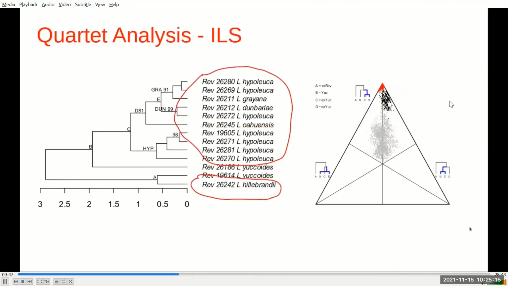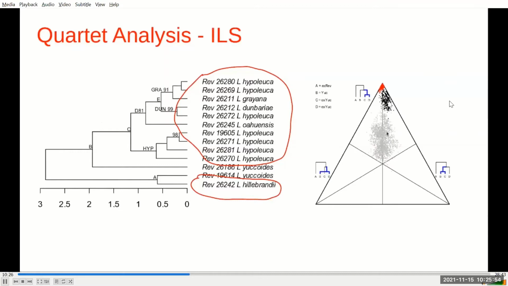Now here's another example. When you see these gray points over here, those are points in which hypoleuca is being compared to any of these other species. And you can see there's quite a bit aiming towards the center here, which means lack of resolution, but it is very symmetric around the axis. And I interpret this to mean Revolutella was a very quick break from eucoides, but there was no hybridization.